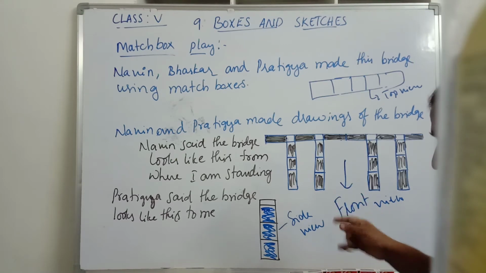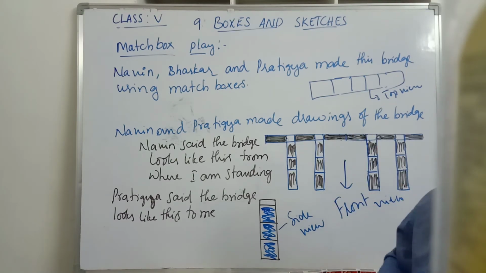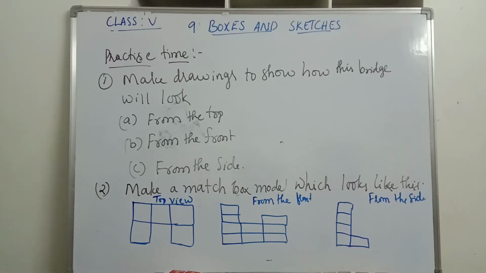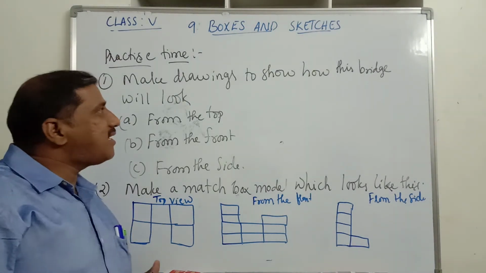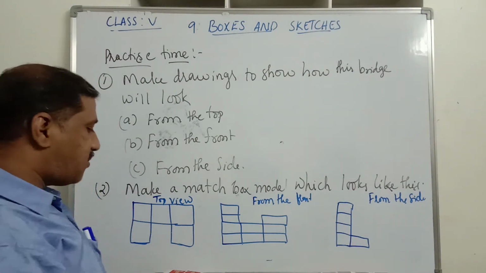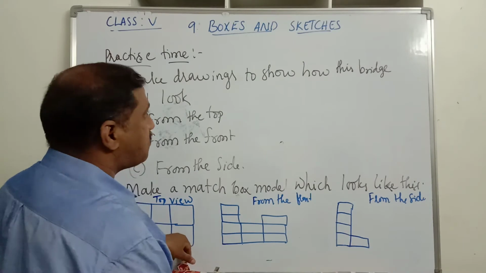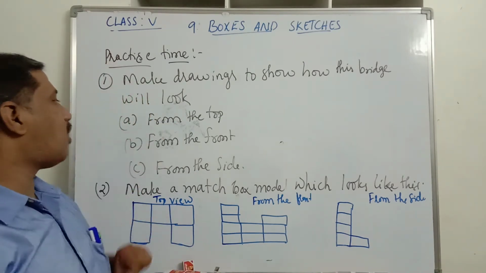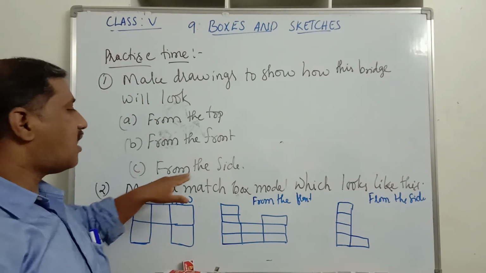So now we will continue with the same matchbox play. One more activity is there. That activity will continue now. Now, one practice side. Make drawings to show how this bridge will be from the top, from the front, and from the side.